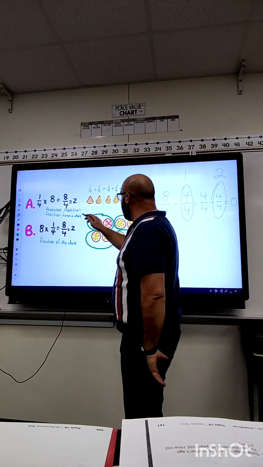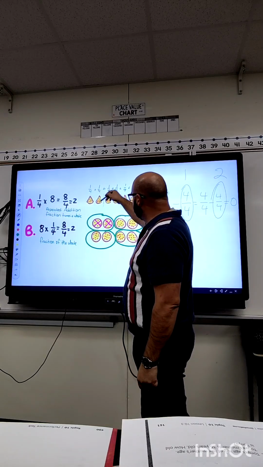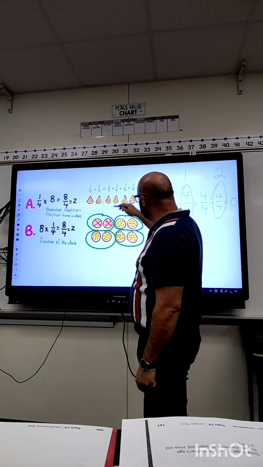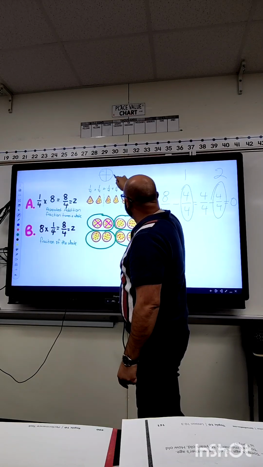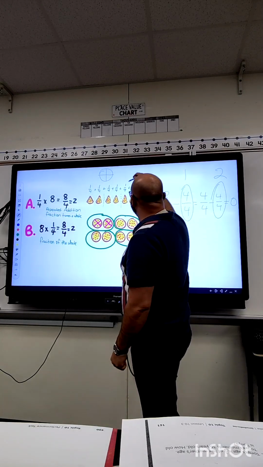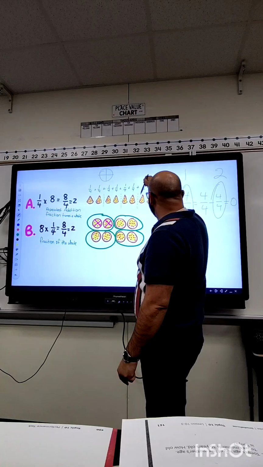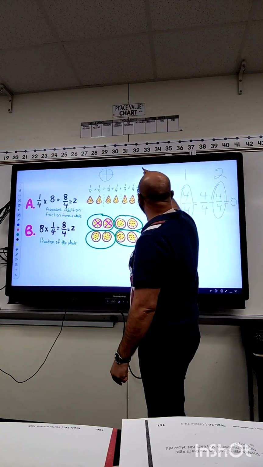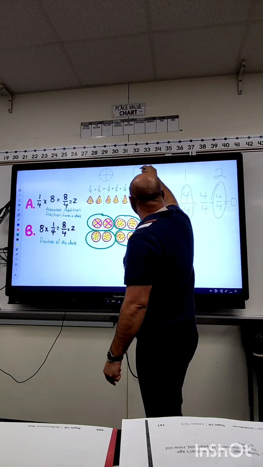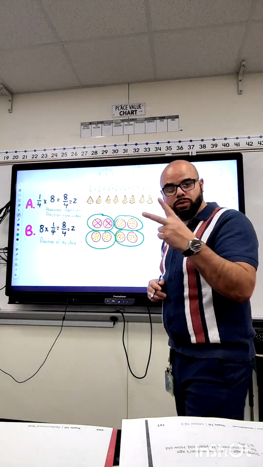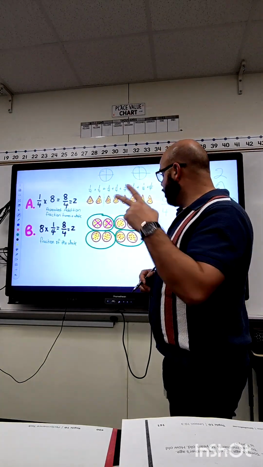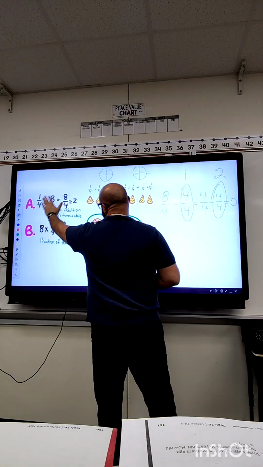And you see it as the model here. 1/4, 1/4, 1/4, 1/4. This would equal a full pie. Then you go 1/4, 1/4, 1/4, and 1/4. This will also equal a full pie. So that would equal 2 wholes. That's how it's pictured here.